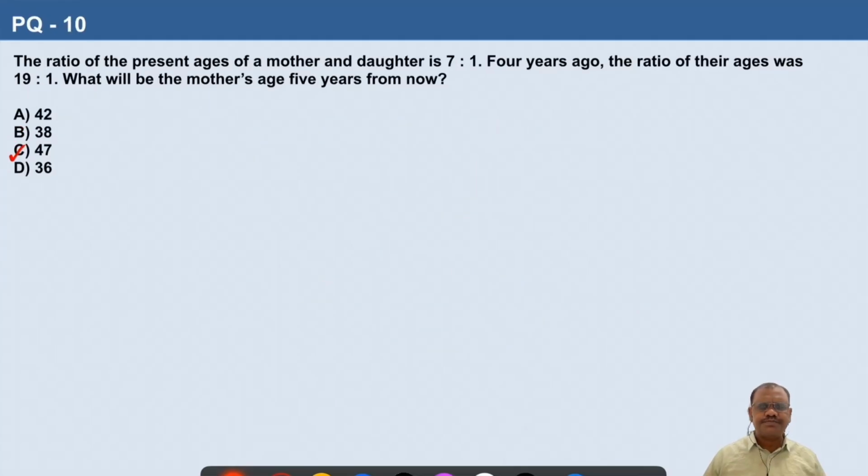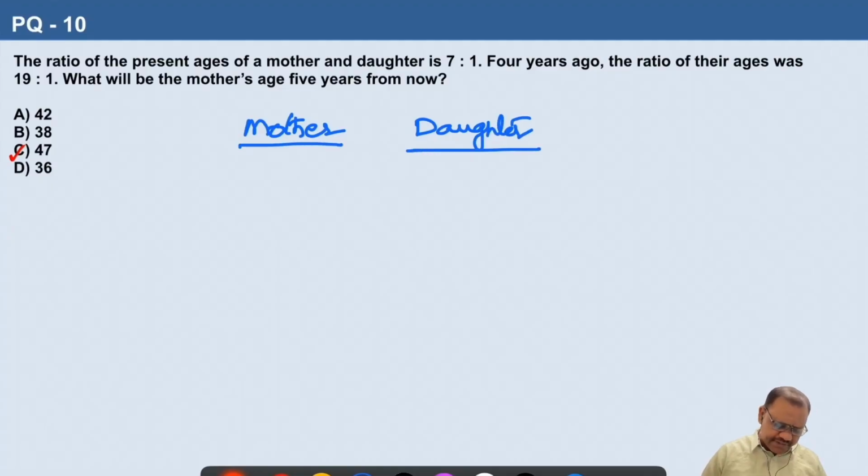Question number 10. The ratio of the present ages of mother and daughter is 7:1. So there is a mother and daughter. What is the ratio? 7:1. So we'll take 7x and x. 4 years ago, subtract 4. 4 years ago, the ratio of their ages was 19:1. The ratio was 19:1.